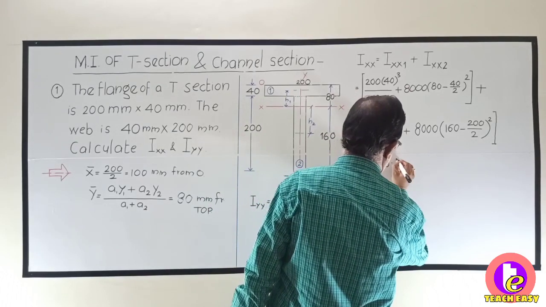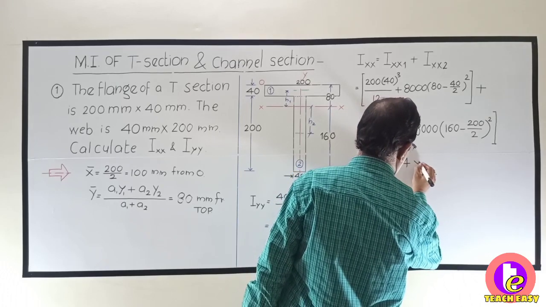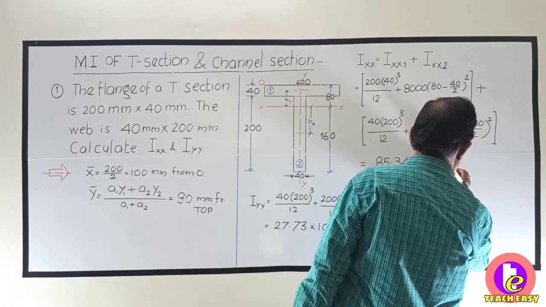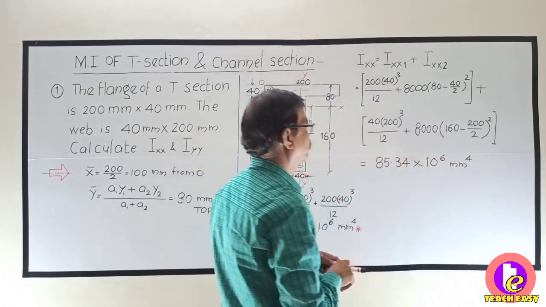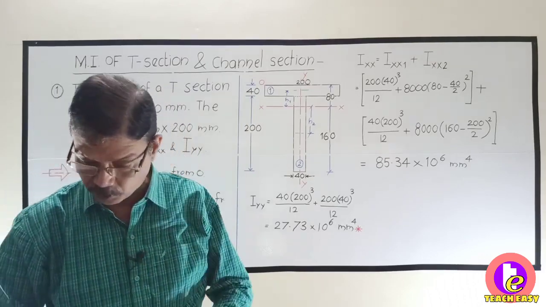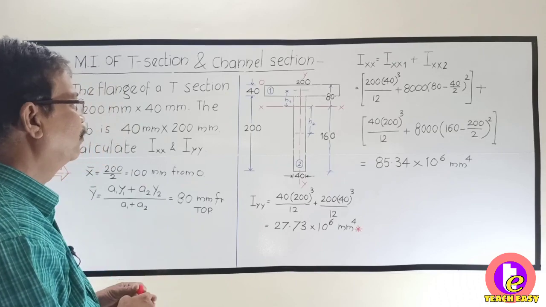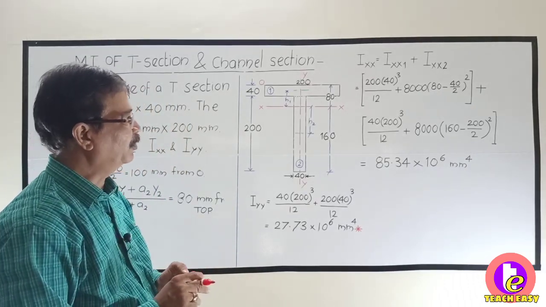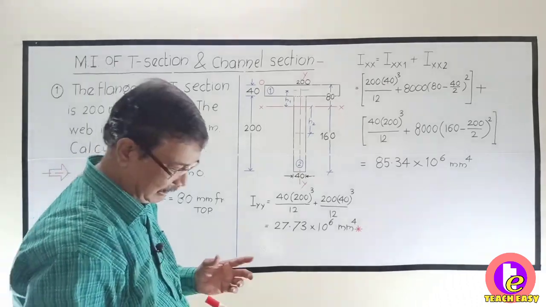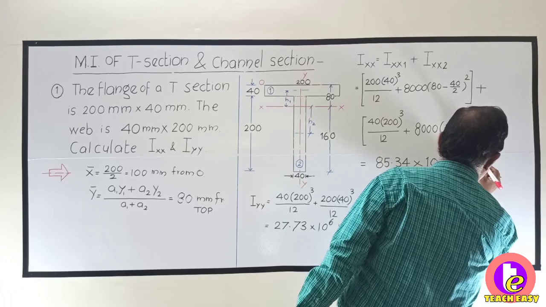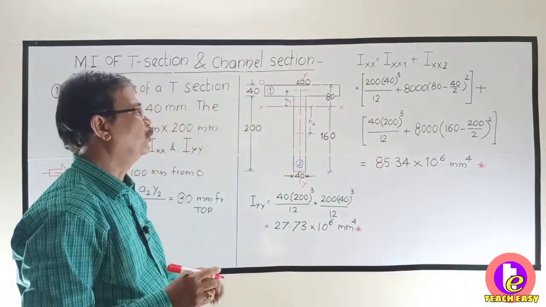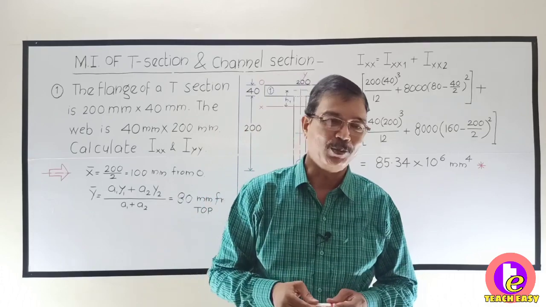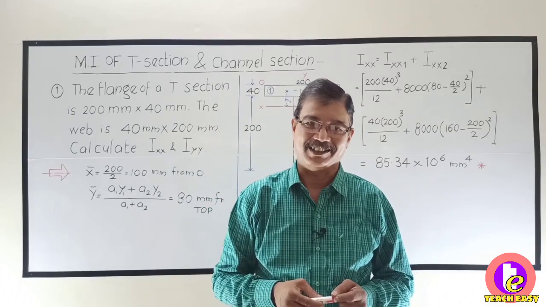Please calculate carefully, into 10 raised to 6 mm raised to 4. Okay. So T section is also one of the most important structural sections, but it is simpler than the previous one because one symmetry was there. So Iyy was simple without using parallel axis theorem. Iyy is calculated, and this is Ixx. Here there is no other way than to use parallel axis theorem. Therefore, this is how we have calculated the moment of inertia of T section.